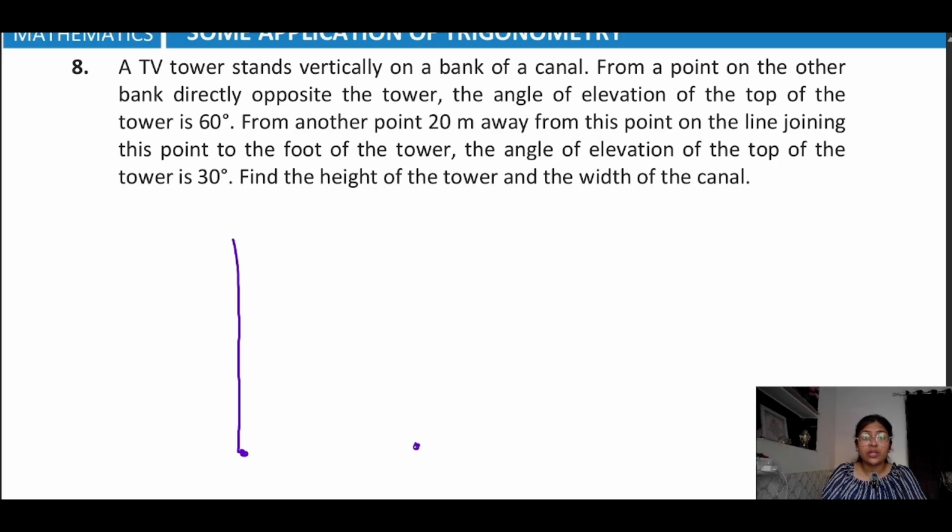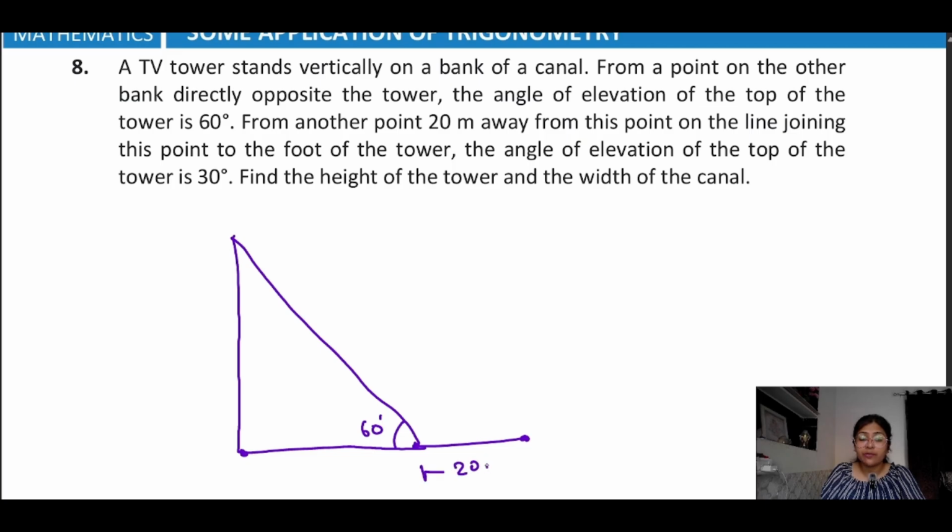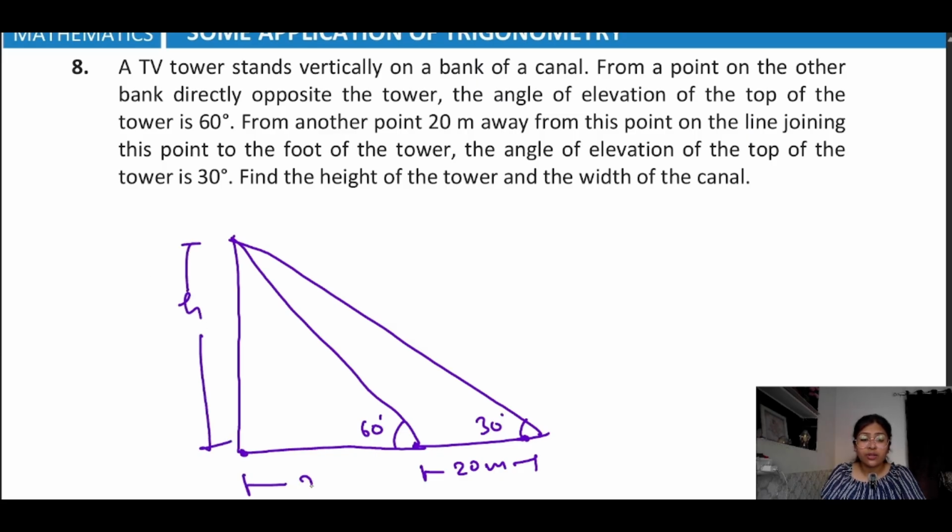From a point on the other bank opposite to the tower, the angle of elevation of the top of the tower is 60 degrees. From another point 20 meters away, there is another point which is 20 meters away from this point on the line joining this, the angle of elevation now changes to 30 degrees. You need to find out the height of the tower and the width of the canal. You need to find out h as well as x.